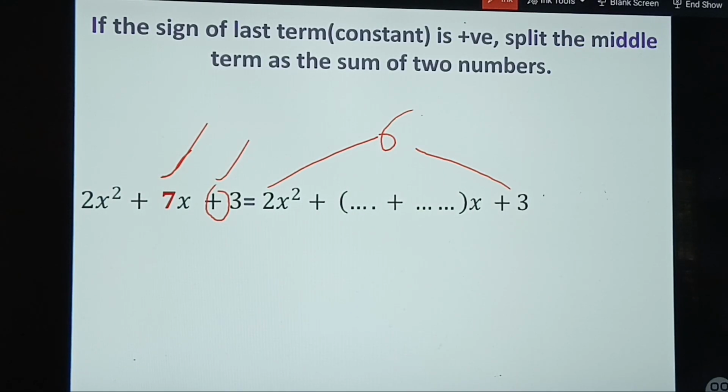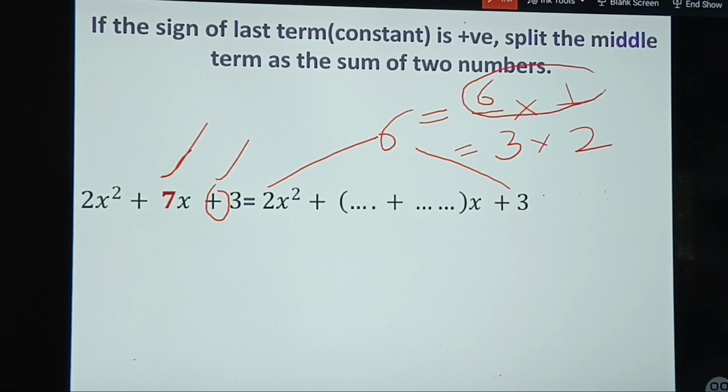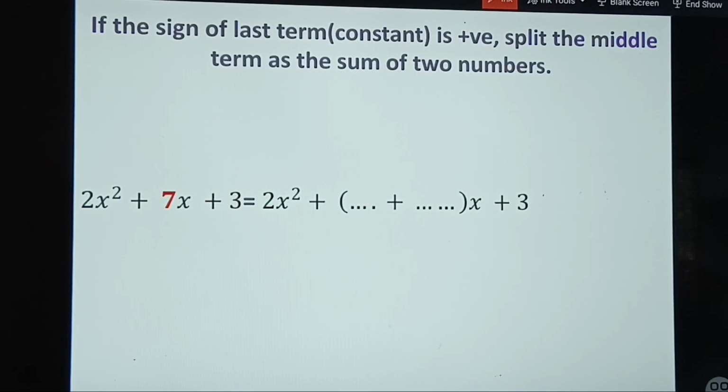What are the different combinations of 6 as the product of two numbers? You can write 6 into 1 is 6, 3 into 2 or 2 into 3 is also 6. These are the combinations. Which pair can you write? If you take 6 and 1, what is 6 plus 1? 6 plus 1 is giving 7. So that is the correct pair.